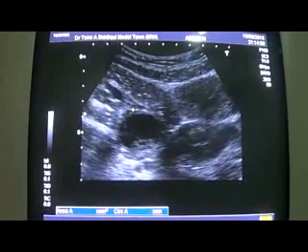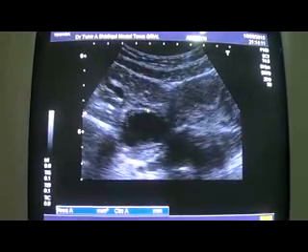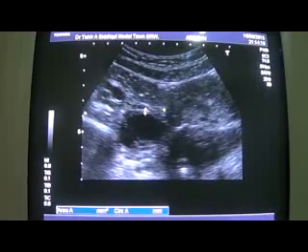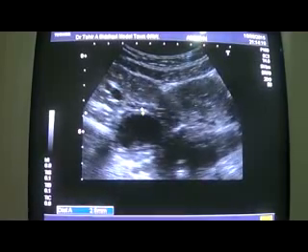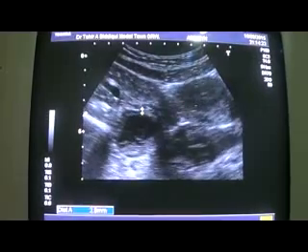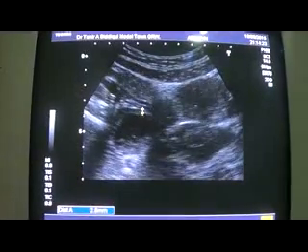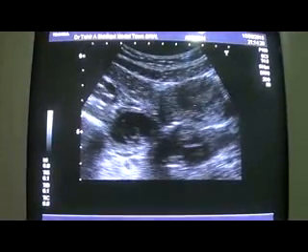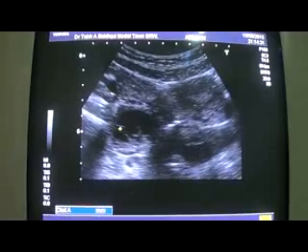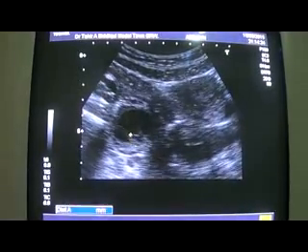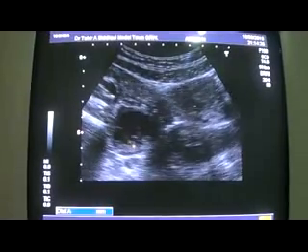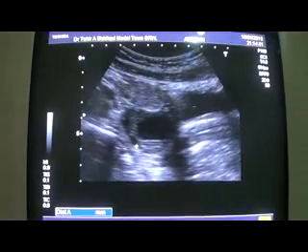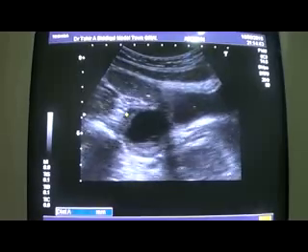You see, this is the wall, and it is thick, up to approximately 2.6 mm wall thickness, and there are internal septals as well. You see, these are the thin and thick septals. This is the thin one, and this is the thick one. And you will see there are small follicles also.